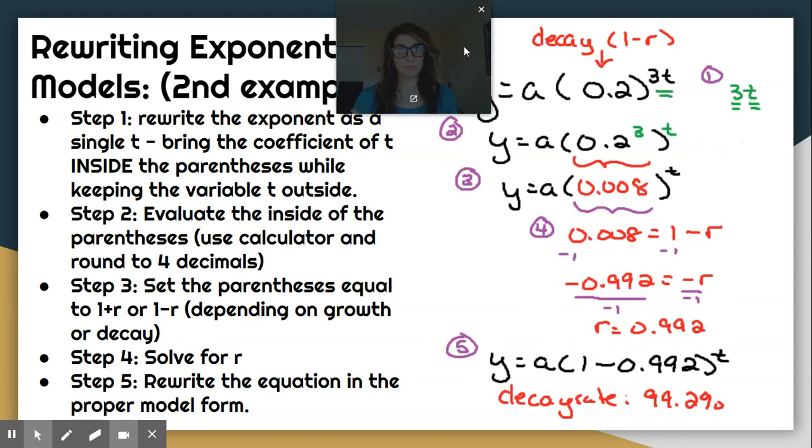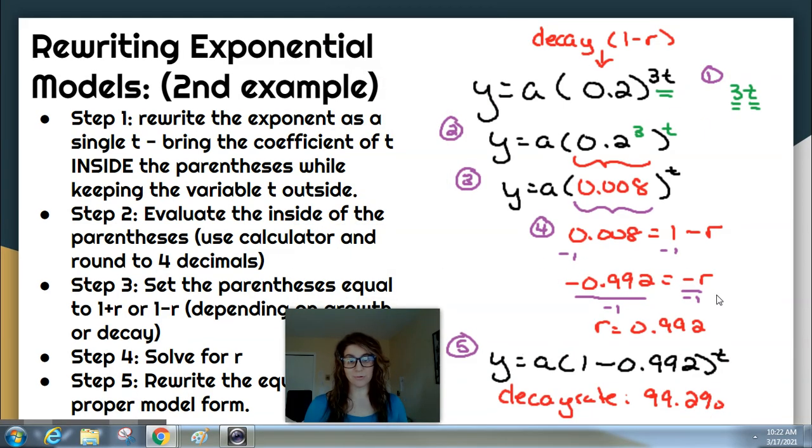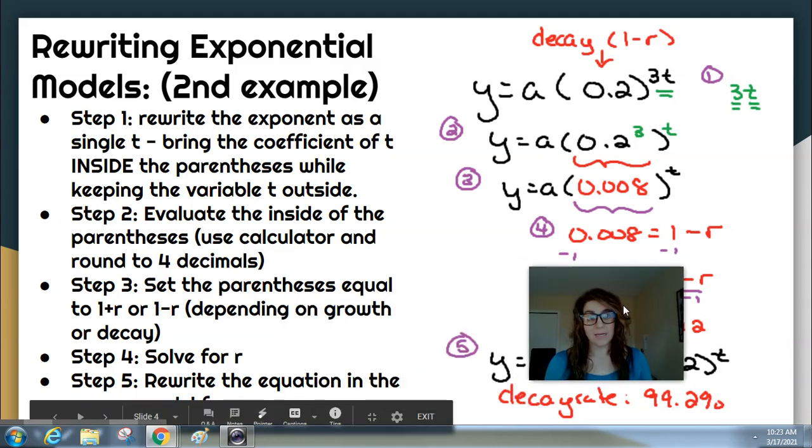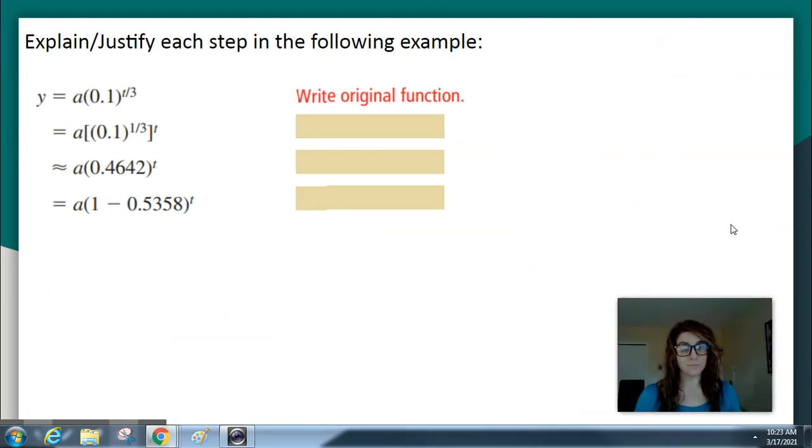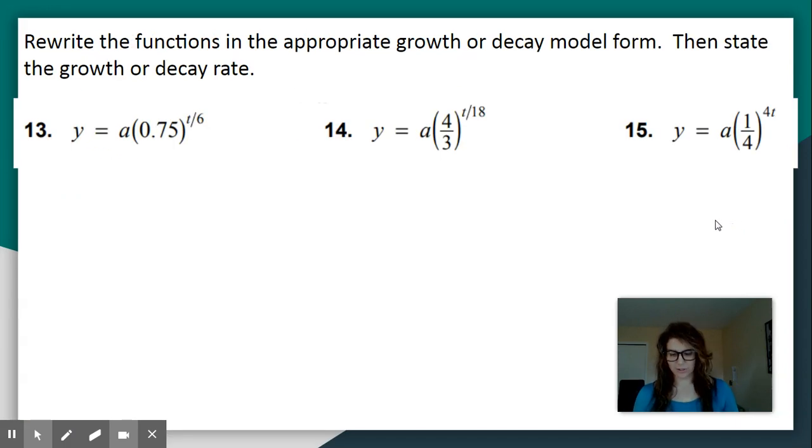And I gave you two examples. The first one we looked at was a growth one. The second one is a decay one, 0.2, obviously less than 1, so it's a decay. The exponent 3t is easy: one's 3, one's t. The 3, the coefficient, goes inside with the 0.2. Put it in my calculator, and I had 0.008. I only did 3 that one time because there was nothing after the 8. And then I solved for r. Okay, I'm going to do maybe one or two examples with you as we go through this, since a lot of these will be done in class, and this is just talking about the steps in general.